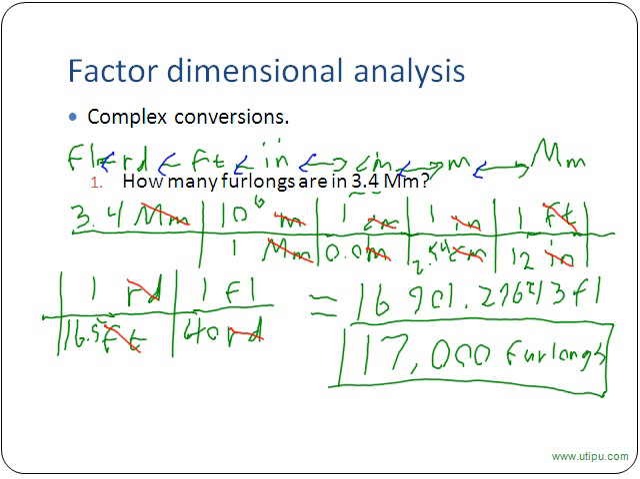So what you can see is that you can do things that are relatively complex, that are very long conversions. They do work out just the same way as the other ones do. They just take a little more patience and a little more time.